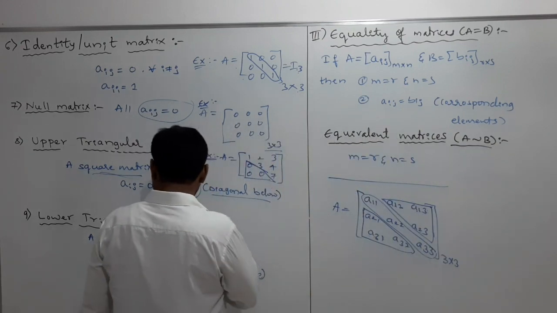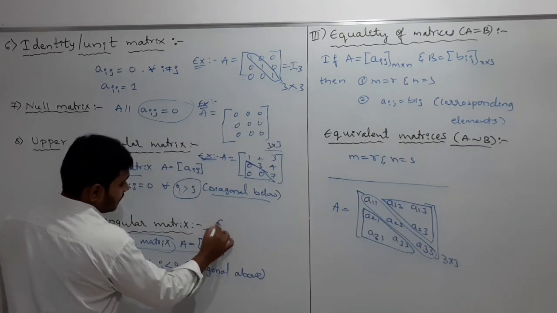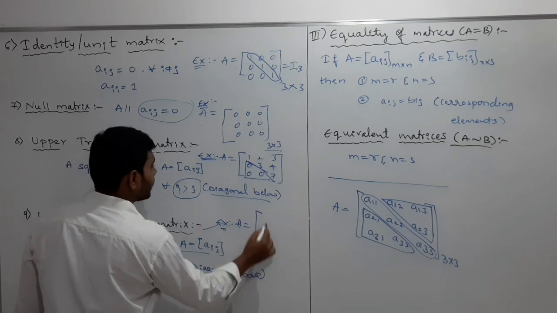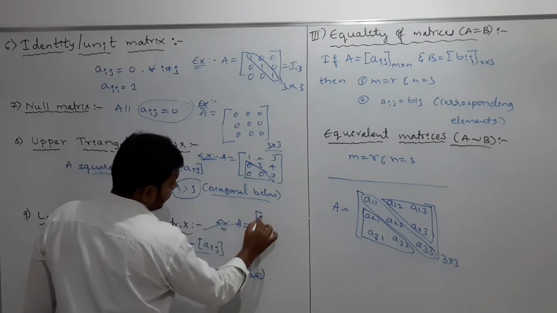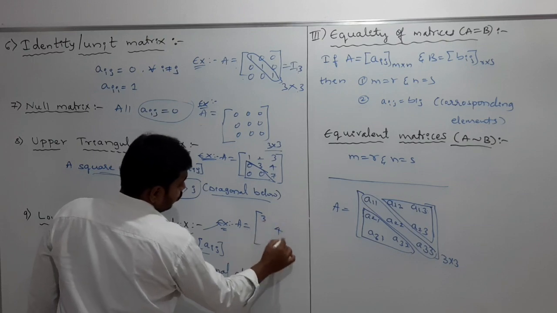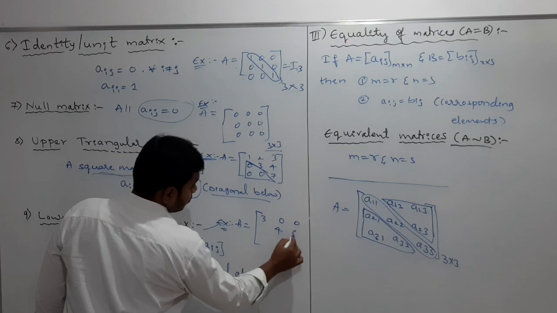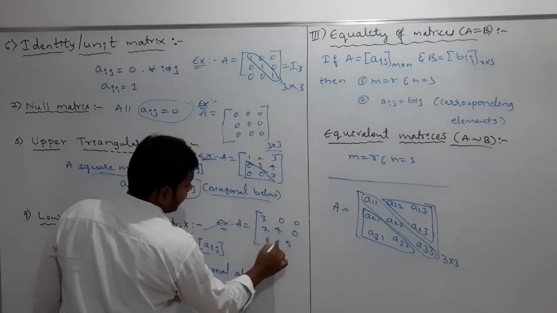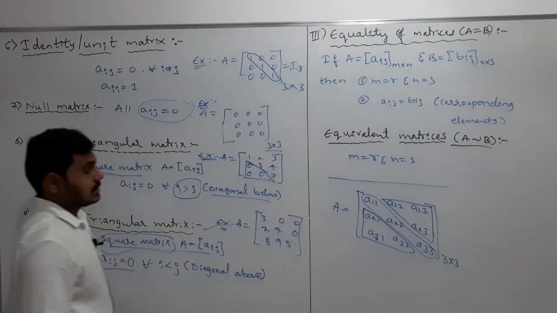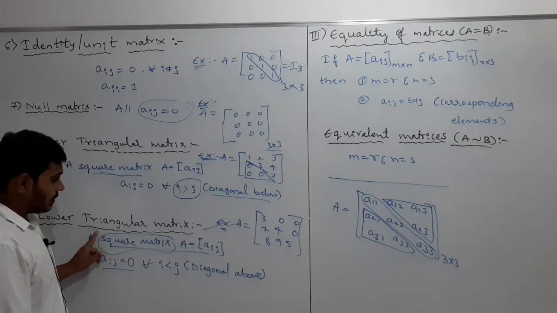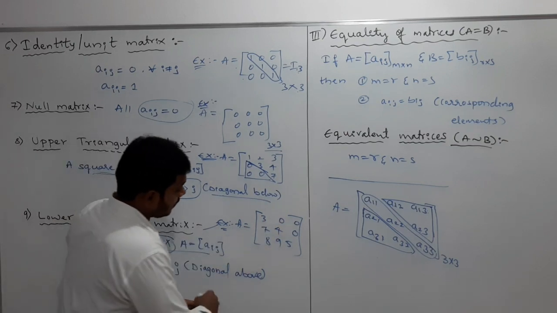For example, take any square matrix. Here you can take 3 0 0, 4 5 0, and 7 8 9. So this is a lower triangular matrix because all the elements above the principal diagonal are 0.